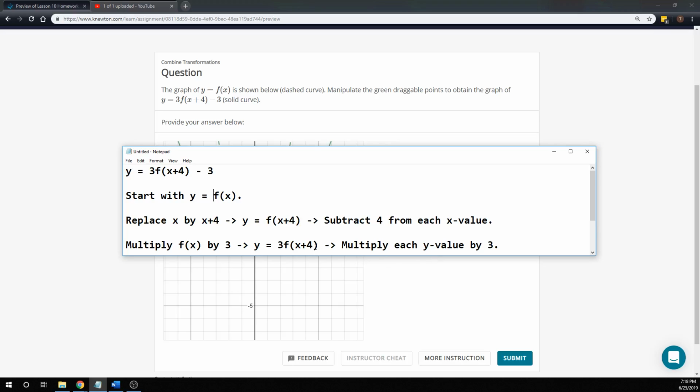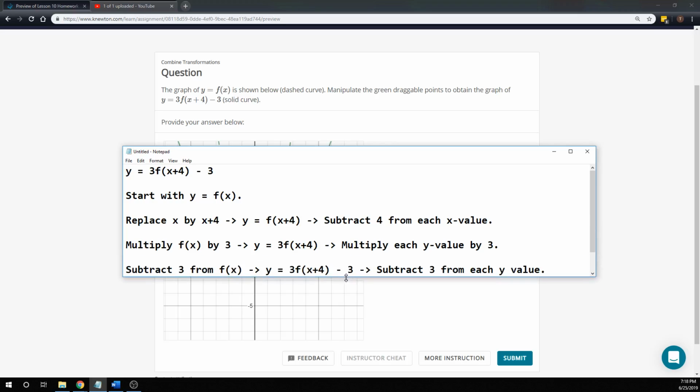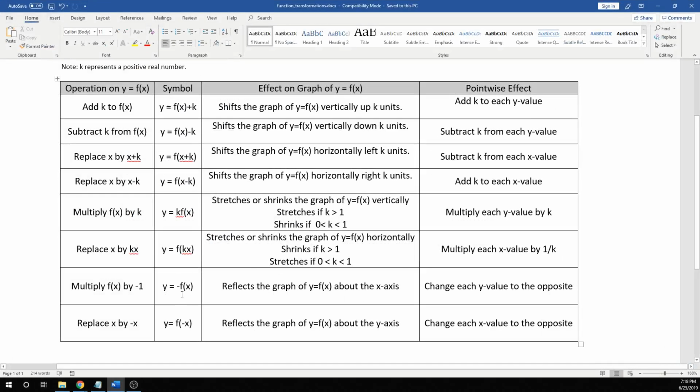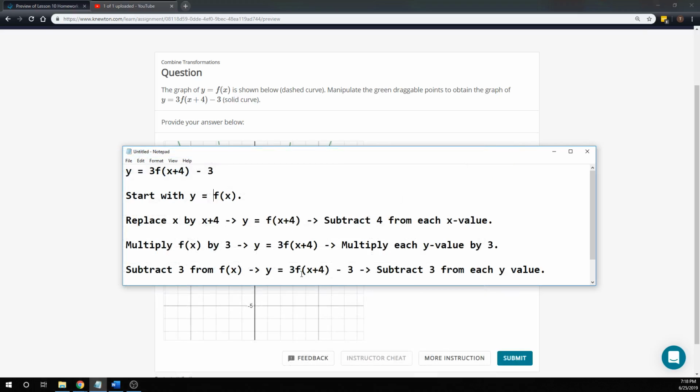And now the only thing left is this minus 3, which again I recommend you leave to the end usually. All right, and then I'm going to subtract 3. So I'll put this minus 3 on the end, and the effect that will have is this one right here. I'll take the function and subtract 3, so I will then subtract 3 from each y value. And so that's it. That combination of transformations will get the graph that they want us to graph out.